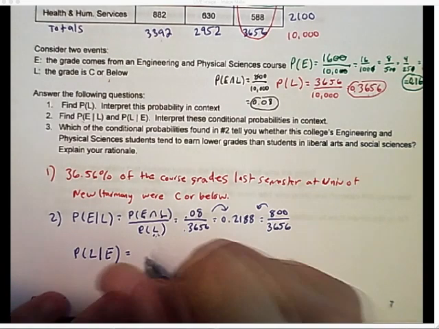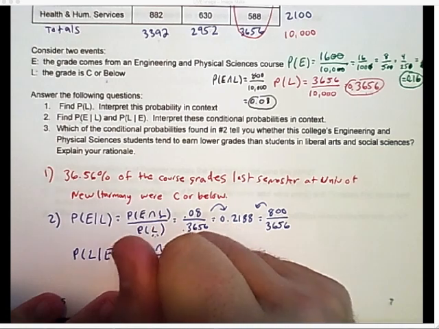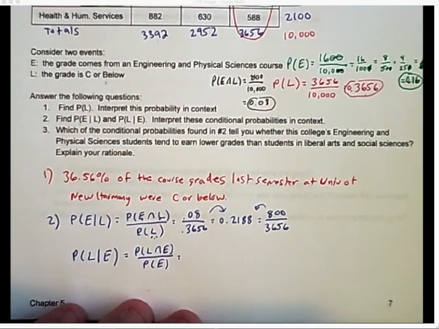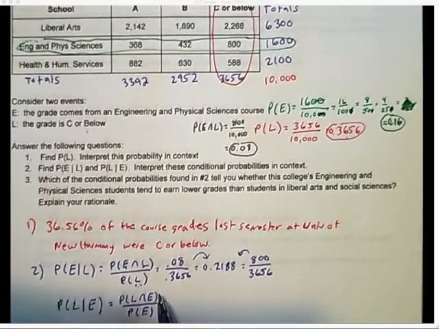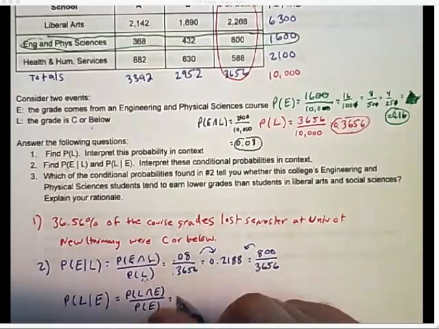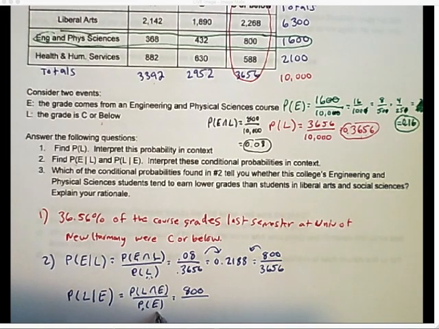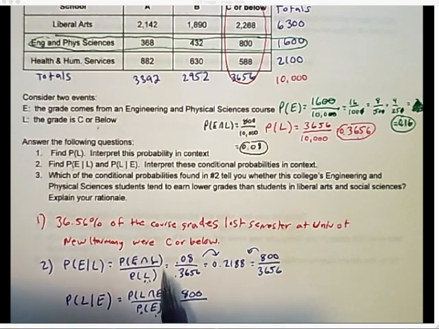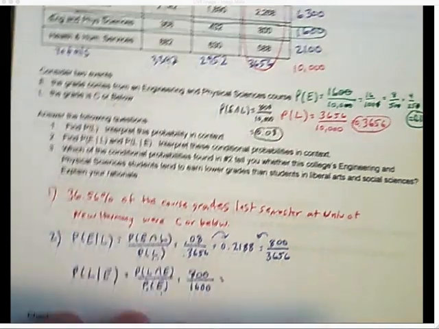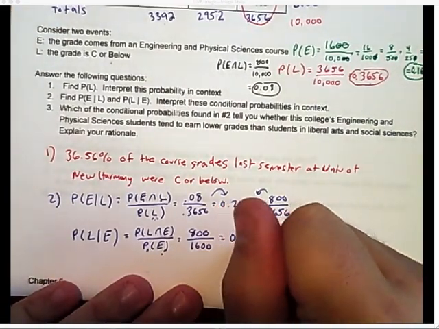All right, so that would be the probability of L and E over the probability of E. You can use percents or you can use raw numbers. Now let's use raw numbers, L and E. So here's the L column, here's the E column, there's 800 raw people. And probability of E, you can just use the raw number of engineering students. That's 1,600. Okay, so if I do 800 divided by 1,600, that's the same as a half, which is 50%.